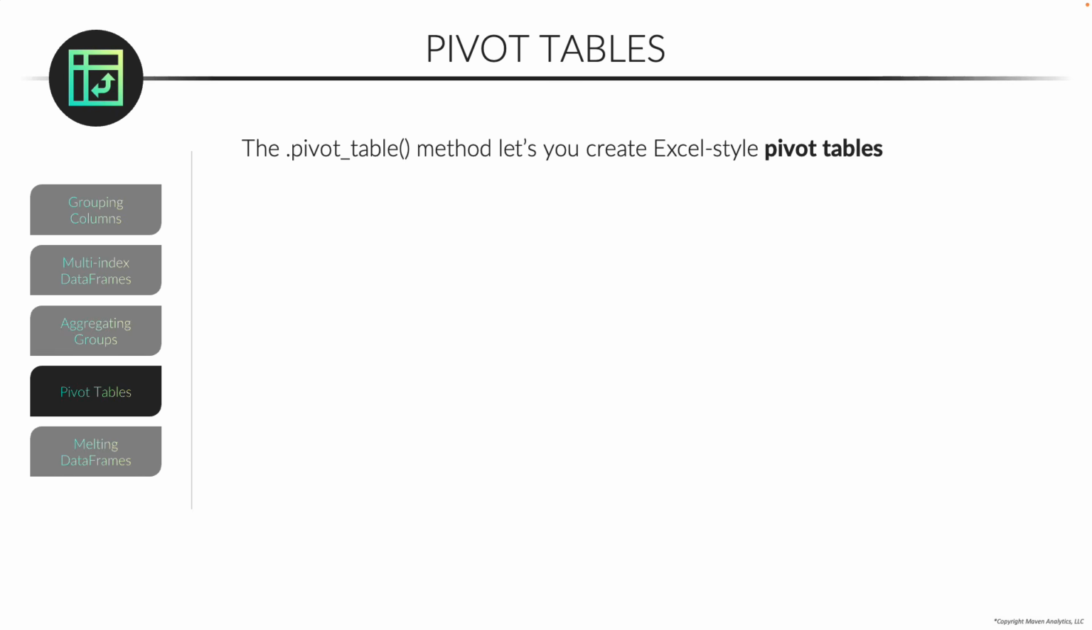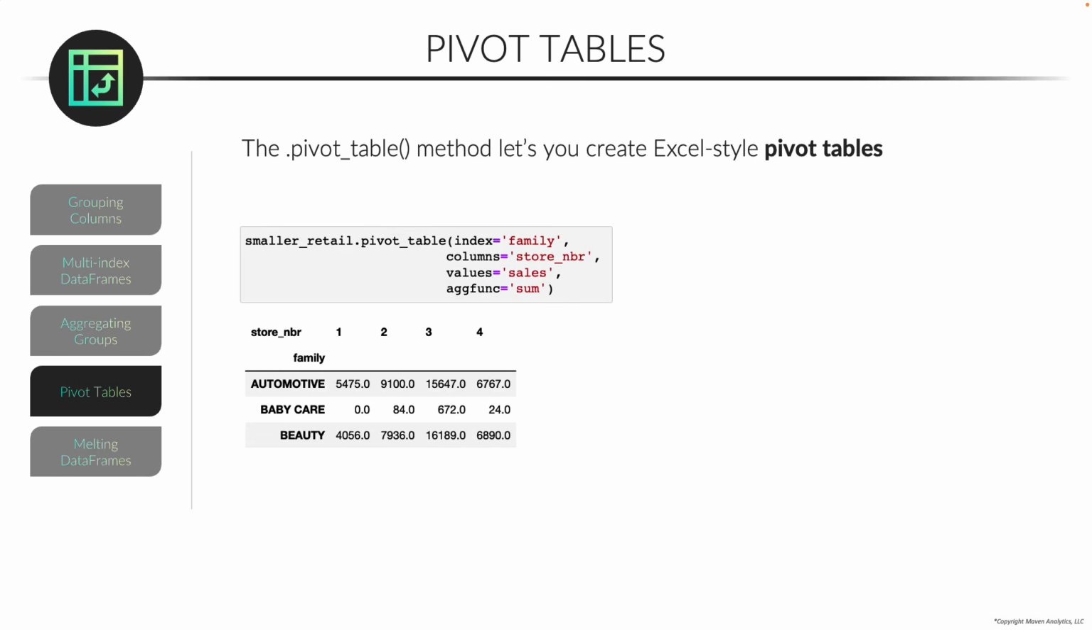Let's take a look at the similarities between pivot tables in Pandas and pivot tables in Excel. To create a pivot table in Pandas, we need to call the pivot table method on a data frame. We need to specify which column we want to be our rows, which column we want to form our columns, which values we want to aggregate, and how we want to aggregate those values.